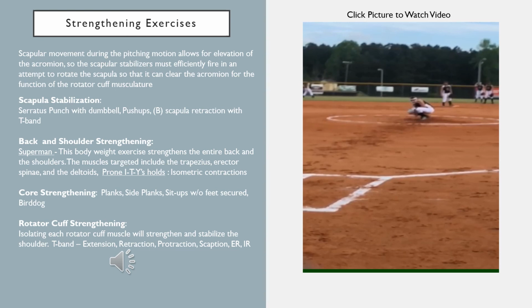Core strengthening exercises are planks, side planks, sit-ups without feet secured, and bird dog. Rotator cuff strengthening exercises. Isolating each rotator cuff muscle will strengthen and stabilize the shoulder. TheraBand: extension, retraction, protraction, scaption, external and internal rotation.